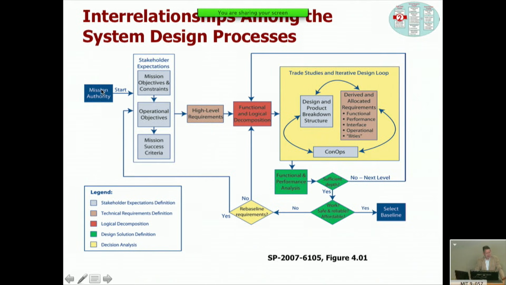We start essentially here at the development. We have mission authority. We do the stakeholder expectations. Talked about that last time. And then here, right away, comes high-level requirements. So that means your level 0, level 1 requirements.